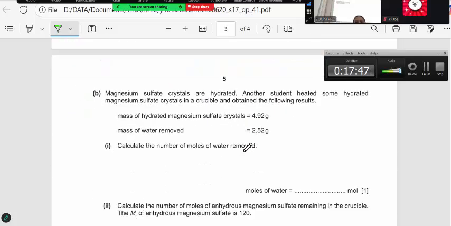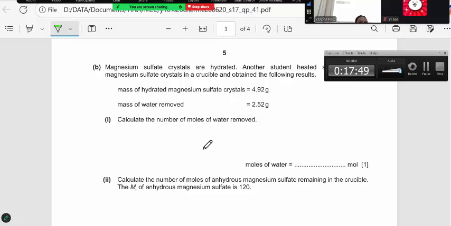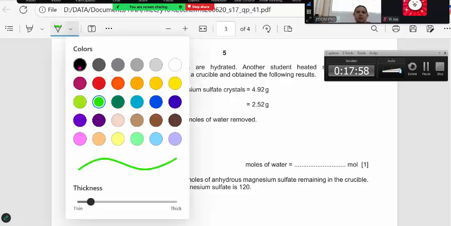Do you do the calculation question already? Yeah. Ijo, do you do the calculation question? Yeah? Okay. All right, good. Okay, let's see this.